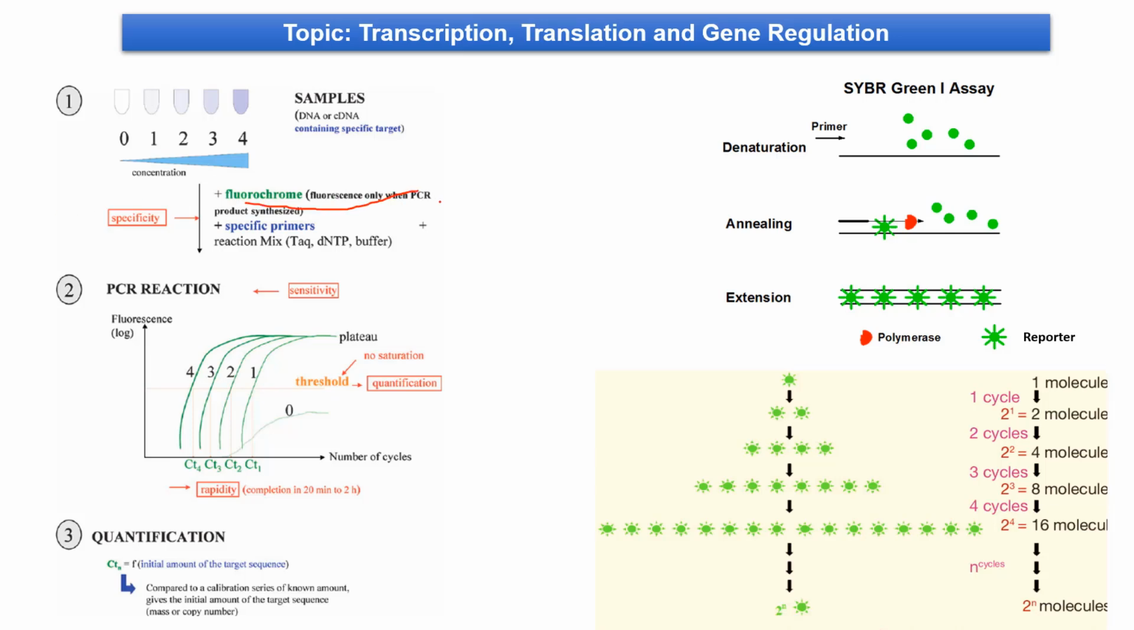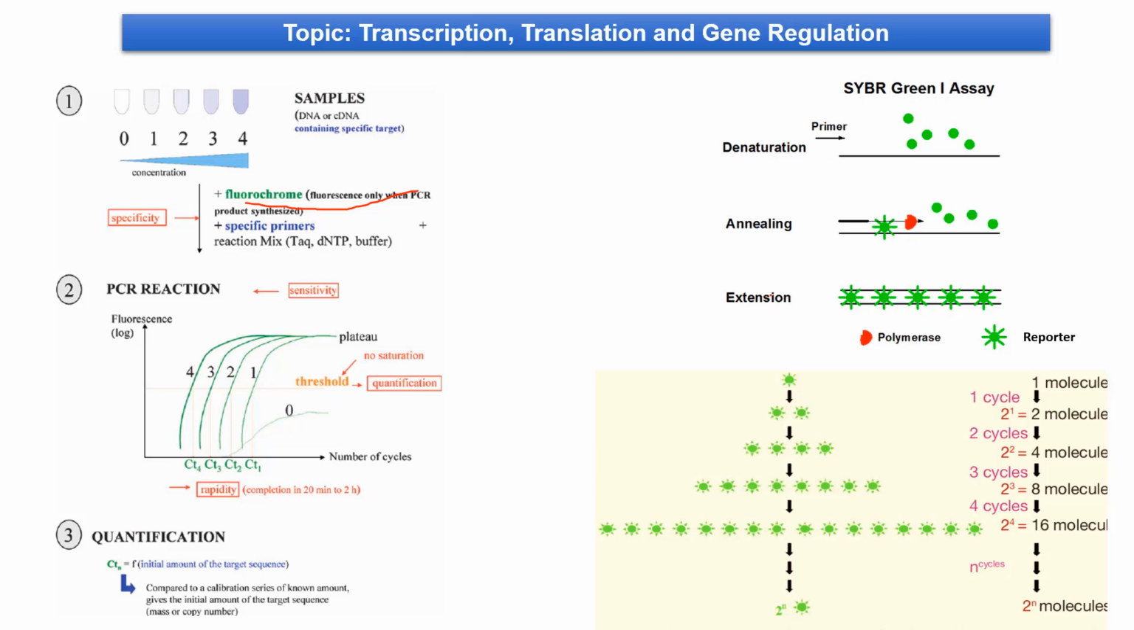Fluorochrome will fluoresce only when PCR product is synthesized. Normally we use SYBR Green. So if I say this is the cDNA strand, and here we add the primers. These are the SYBR Green molecules which are freely floating in the solution or the buffer medium.